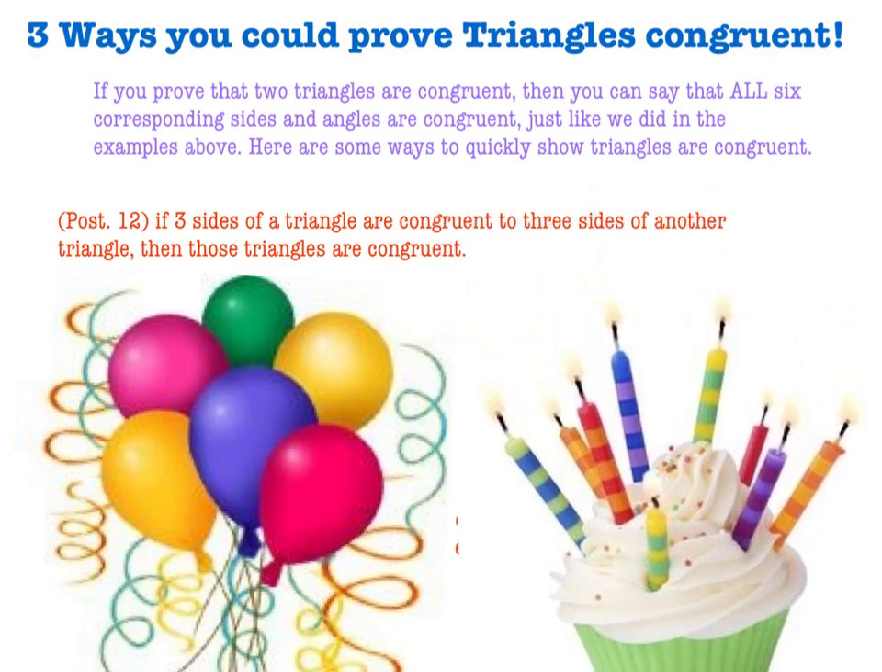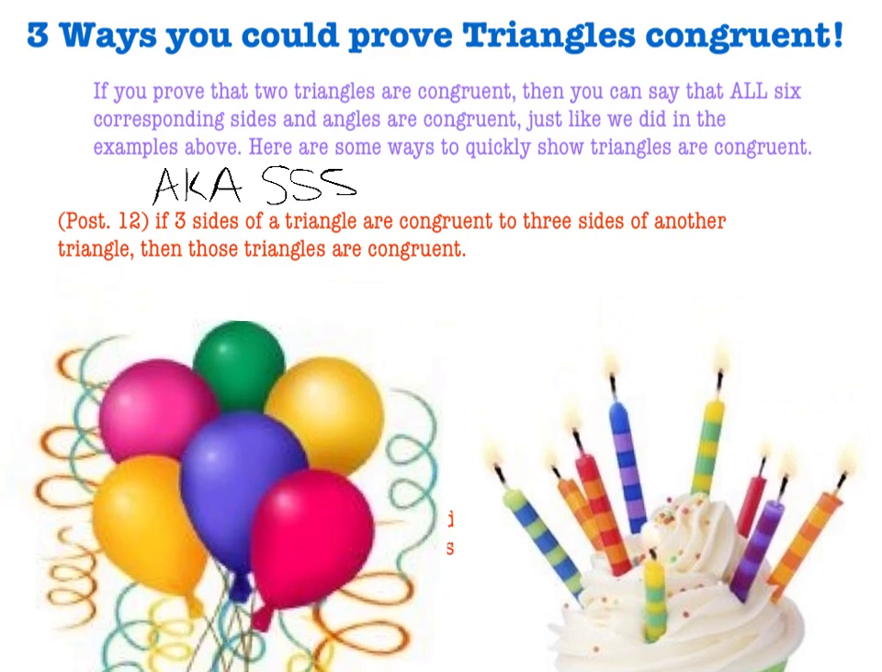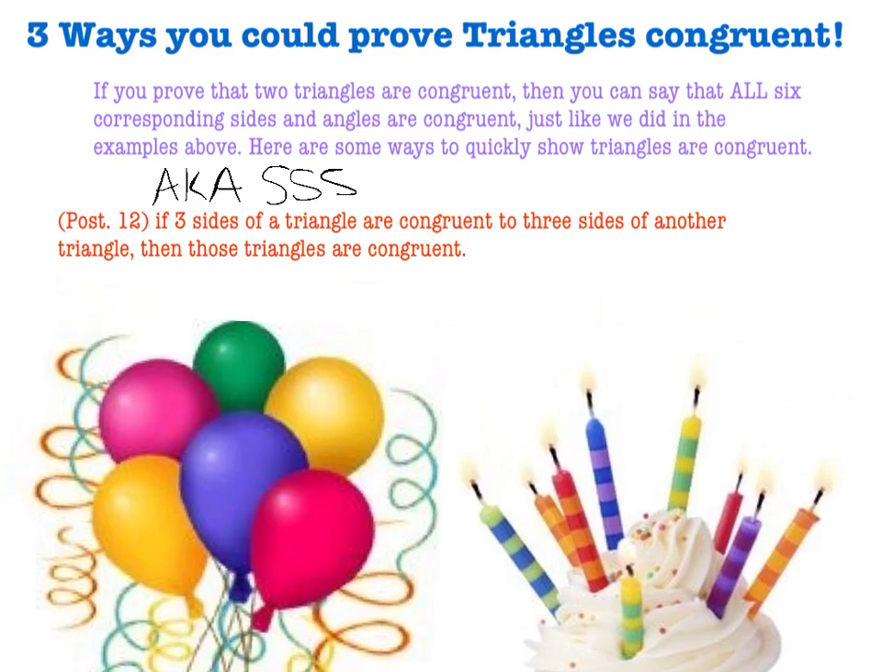So here's postulate 12. It says, if 3 sides of a triangle are congruent to 3 sides of another triangle, then those triangles are congruent. Now, the AKA that I would write for this one, they're talking about 3 sides being congruent. I would call this one AKA side, side, side theorem. Now, what they're really saying here is that if you have 2 triangles and their corresponding sides, all 3 sides are congruent, then those triangles are congruent.